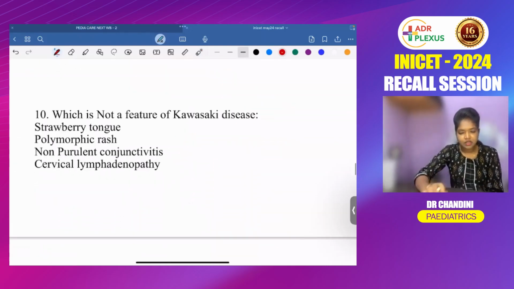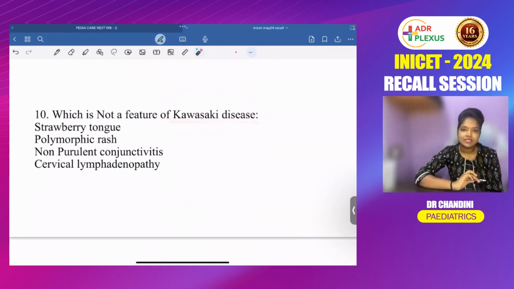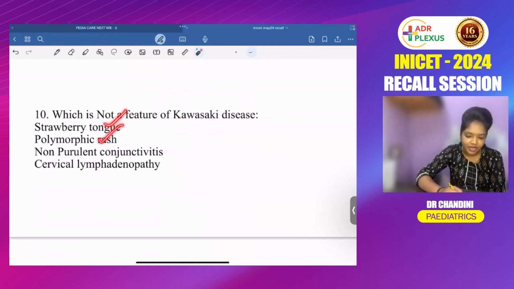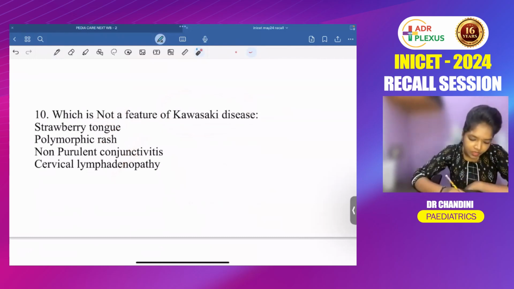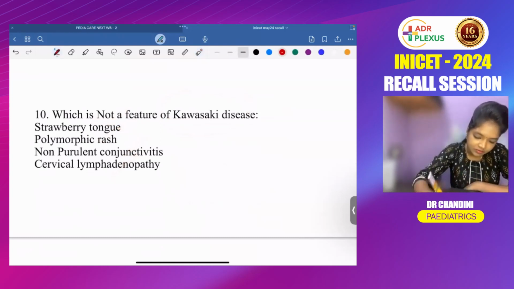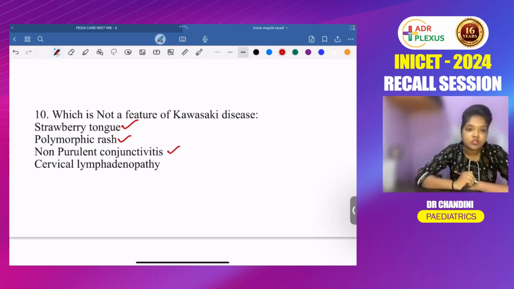The next question is from a very important topic. Every year, without a question from this topic, you will not have a paper. So Kawasaki disease again, which is not a feature of Kawasaki. If you look at the options: strawberry tongue, polymorphic rash, purulent or non-purulent conjunctivitis, cervical lymphadenopathy. So strawberry tongue is a feature. Yes, rash is also a feature. Conjunctivitis is also a feature. Cervical lymphadenopathy is also a feature.